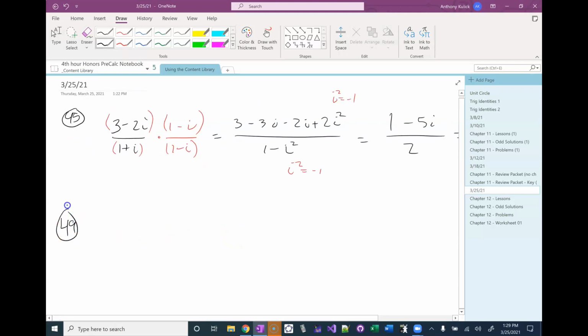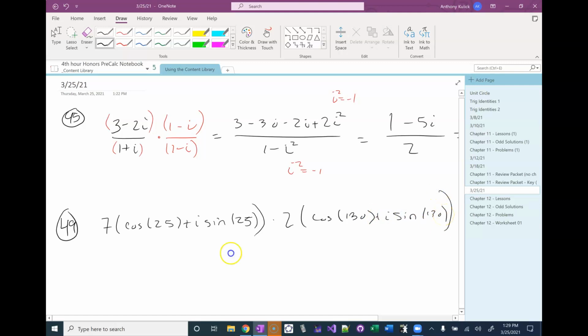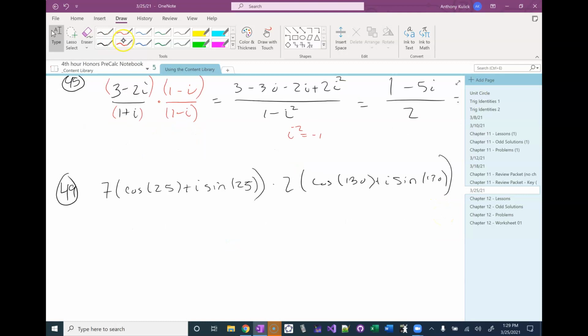All right, read it out. Okay. So it's finding the product of Z1 and Z2. So Z1 is 7 cosine 25 plus i sine 25. And then Z2 is 2 cosine 130 plus i sine 130. So are there any specific directions for this? Leave the answer in trigonometric form. Okay. Well, that's super easy.